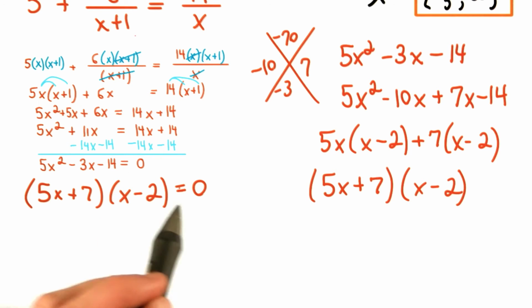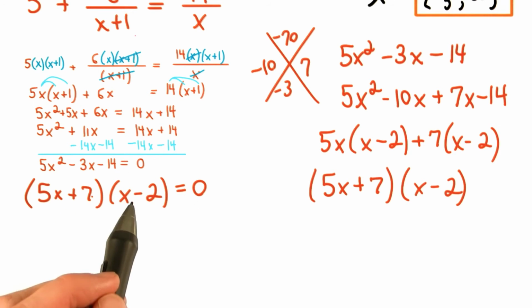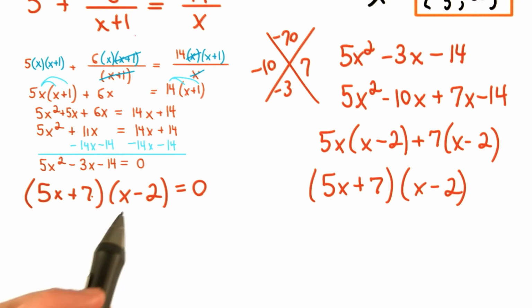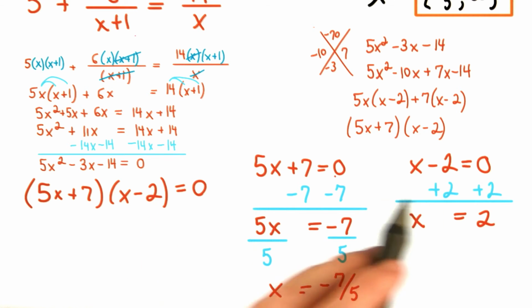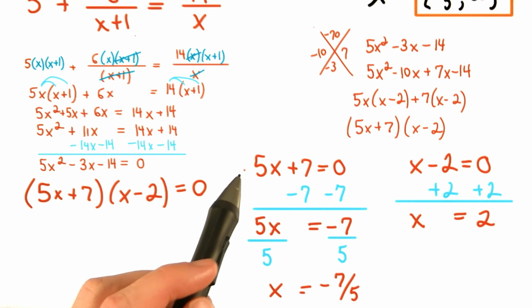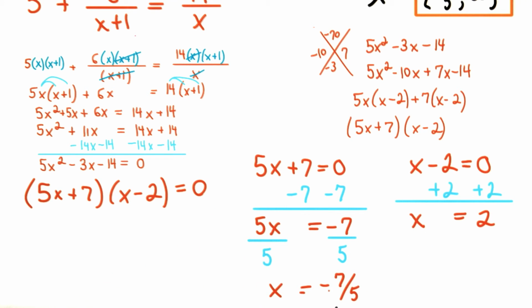We want to make sure that we set it equal to 0, so we can set each factor equal to 0 and solve for x. We set this first factor equal to 0 and the second factor equal to 0. Doing so, we can solve and we get x is equal to -7/5 and x is equal to +2.